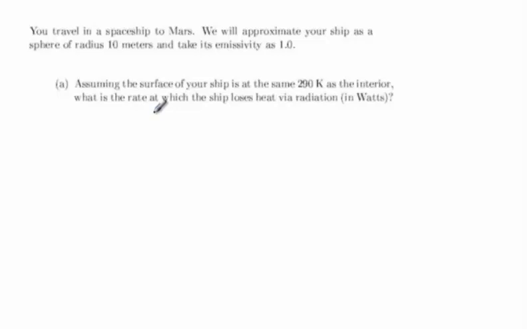The Stefan-Boltzmann equation is the one that tells us the heat rate due to radiation. This equation has first the emissivity, which is a unitless constant from 0 to 1. Next, the Stefan-Boltzmann constant itself, which is 5.67 times 10 to the minus 8. The area from which the heat is radiating, and the temperature to the fourth power.